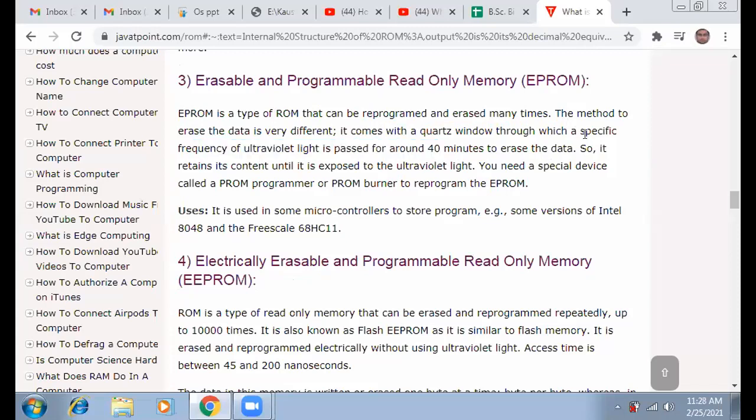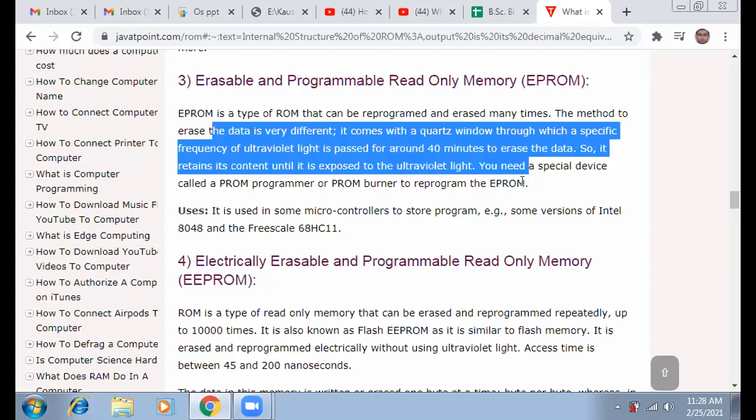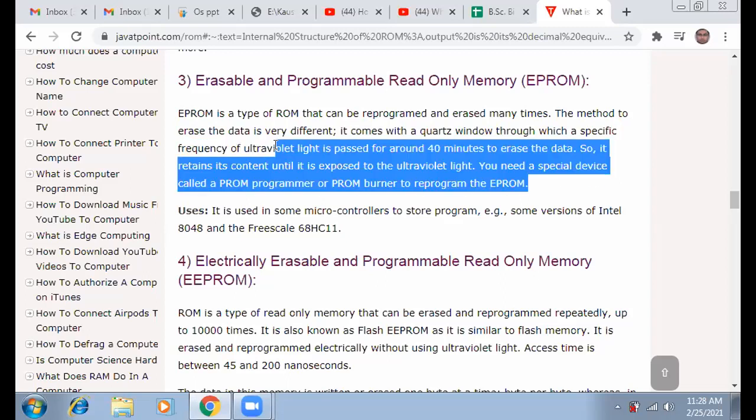So this is a very complex arrangement to do, to get an ultraviolet light with a specific frequency which should be passed around 40 minutes to erase the data. So this is a very complex arrangement to perform. That's why we generally avoid using the EPROM.